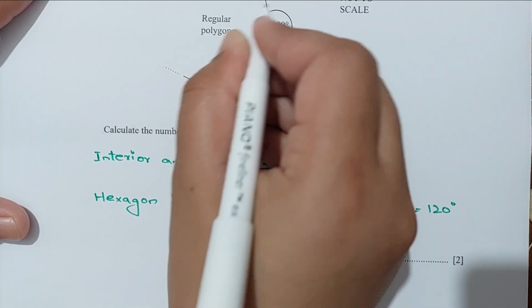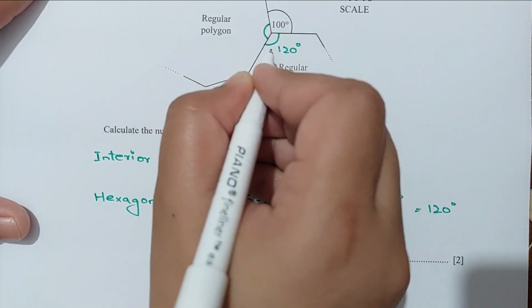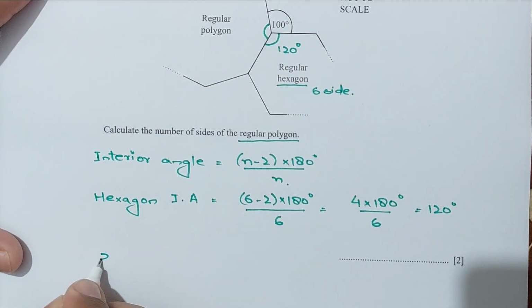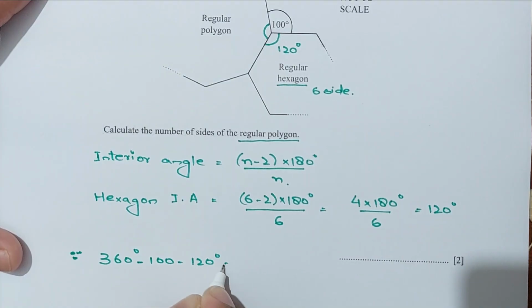And what about this angle? As we know, a complete circle is 360 degrees. So from 360 degrees, if we subtract 100 and subtract 120, we will get the interior angle of this regular polygon.